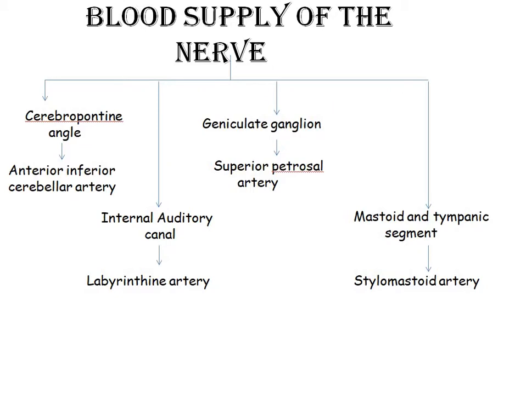Well, if you talk about the blood supply of the nerve, in the cerebellopontine angle, it is supplied by the anterior inferior cerebellar artery. In the internal auditory canal, by the labyrinthine artery. The geniculate ganglion, by the superior petrosal artery, and the mastoid and tympanic segment, by the stylomastoid artery.